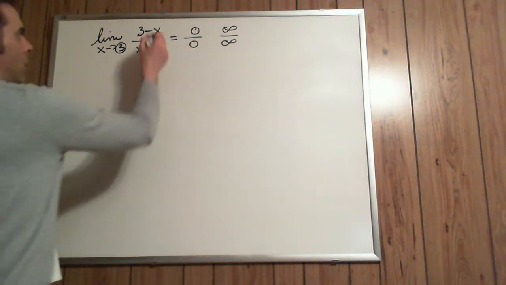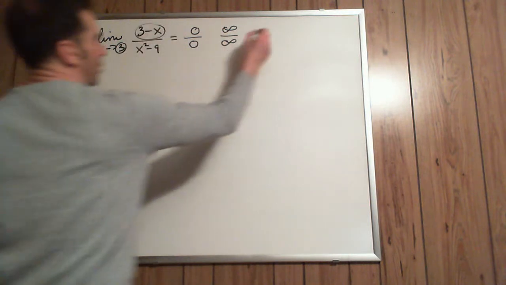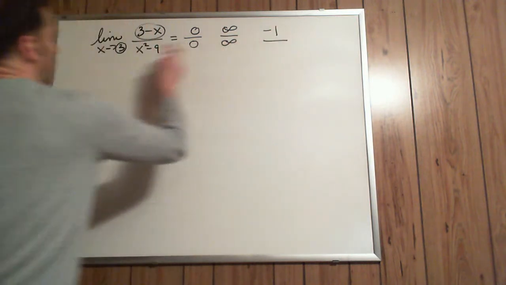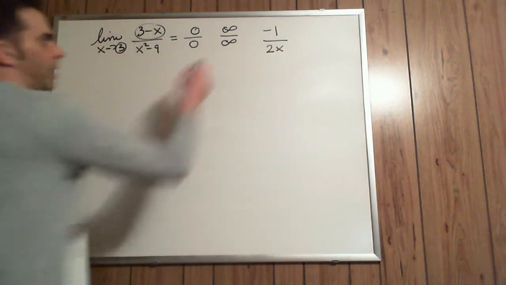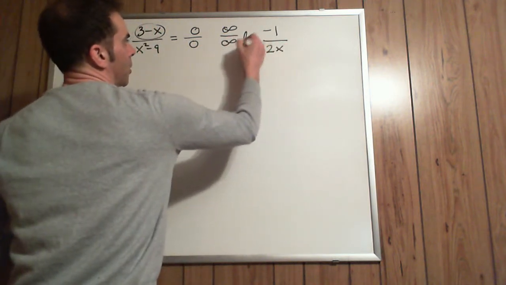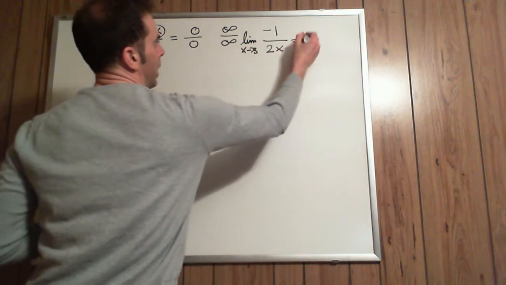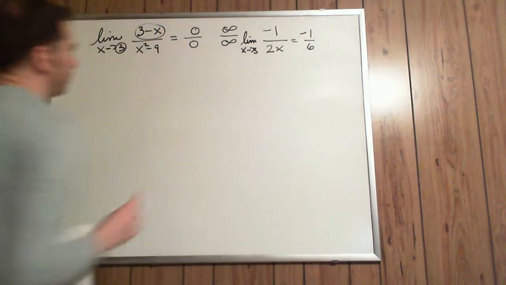L'Hopital's rule is the derivative of the top, which is negative 1, and the derivative of the bottom is 2x. And then you take the limit as x approaches 3 of that piece, and you'd get negative 1 over 6.